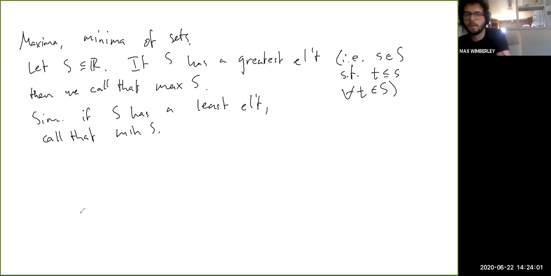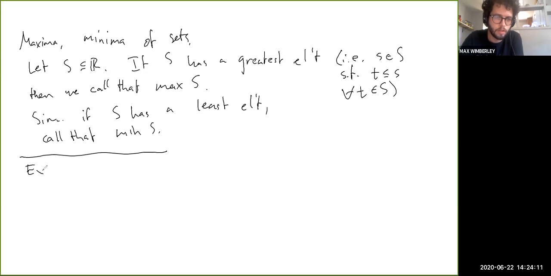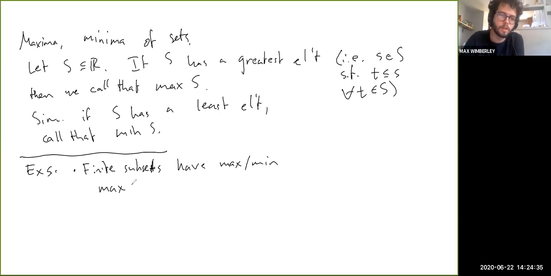Now, the thing about this is that even in R, there are lots of subsets that do not have maxima and minima, all right? So I'll show you some examples. A couple of examples. So finite subsets always have maxima and minima, right? Like the max of 1, 2, 3 is 3. Dang it. 3s are hard to write in this. And the min is 1, obviously.